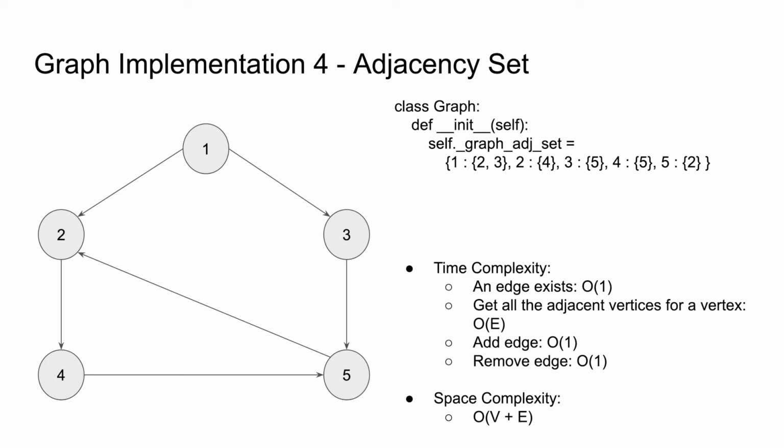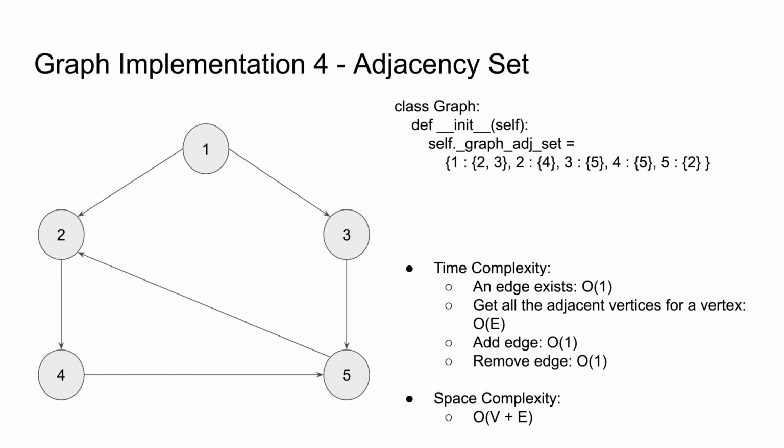Considering the first operation, an edge exists. To check whether there is an edge from node 2 to node 5, we'll basically do a lookup on this particular dictionary that's gonna take O of 1 on an average, and it will return us this particular set that has 4 in it, and we will do another check whether this particular set has 5 or not, and it's again gonna take O of 1, which means O of 1 twice, and in total it's O of 1 only.